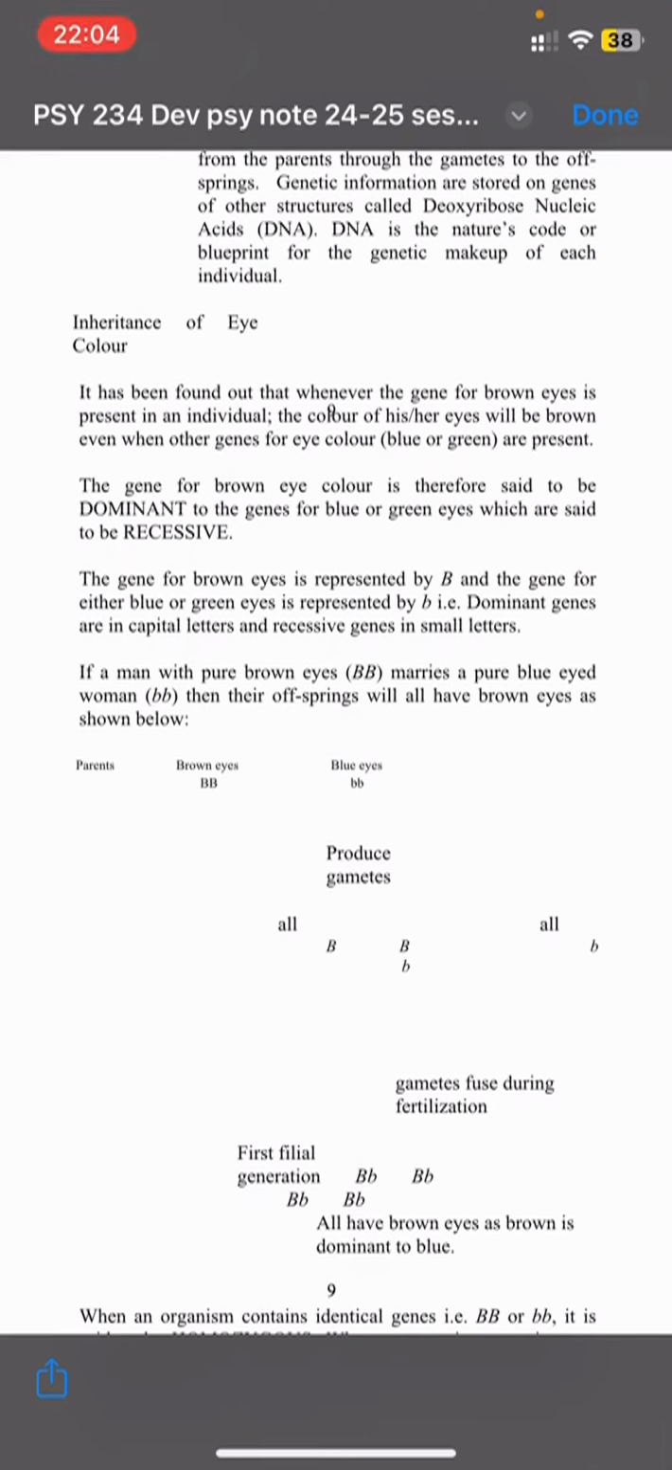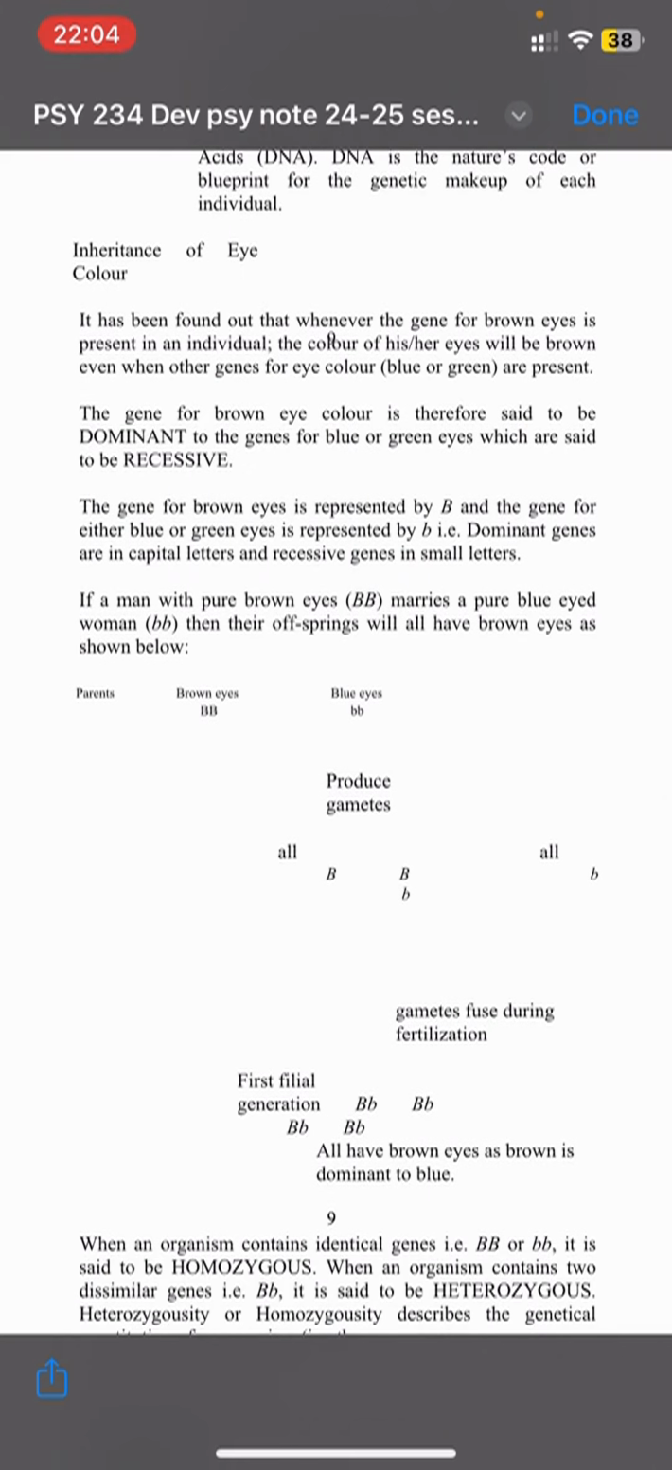So, inheritance of eye color. It has been found that whenever the gene for brown eyes is present in an individual, the color of his eyes will be brown even when other genes are present. So, the brown eye color is therefore said to be dominant to the genes for blue or green eyes, which are said to be recessive. Now, the gene for brown eye is represented by a capital letter B, and the gene for either blue or green eyes is represented by a small letter b. I'm sure you already guessed it, but the dominant will always be represented by the capital letter, and the recessive will always be represented by the small letter, just to show you the difference.